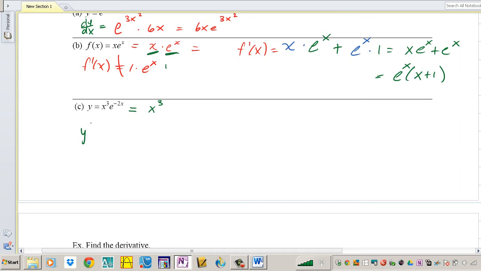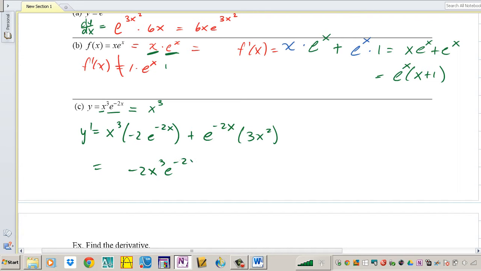So if I want to take the derivative of x cubed times e to the negative 2x, it's the first term times the derivative of the second term. I'll let you make the connection of what I just did, plus the second term times the derivative of the first term. So that's negative 2x cubed e to the negative 2x plus 3x squared e to the negative 2x.